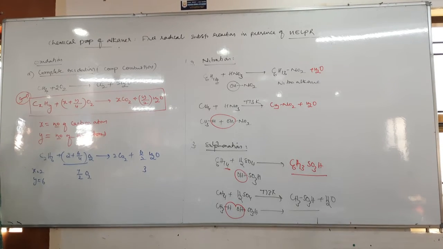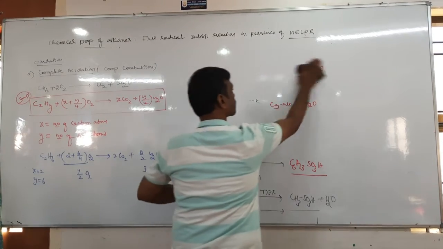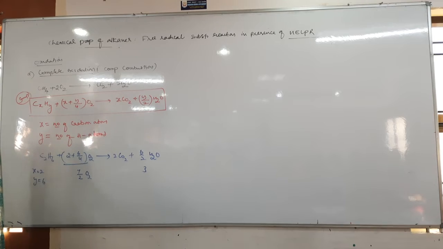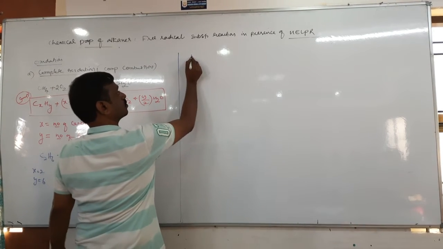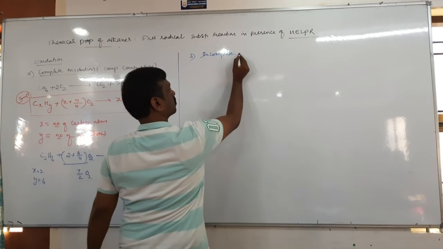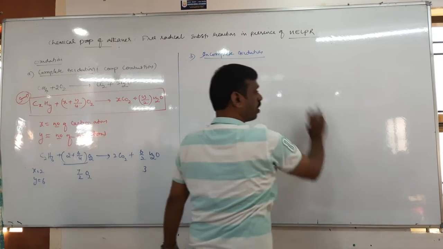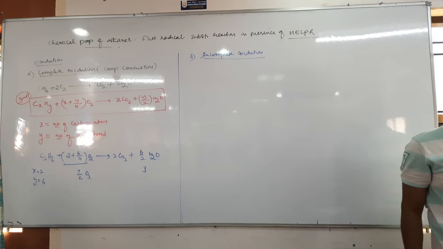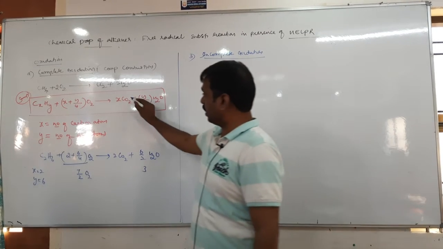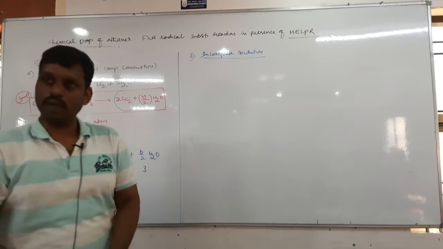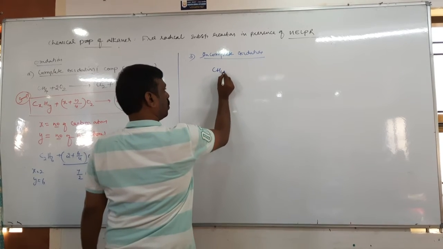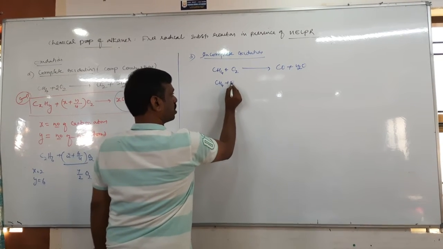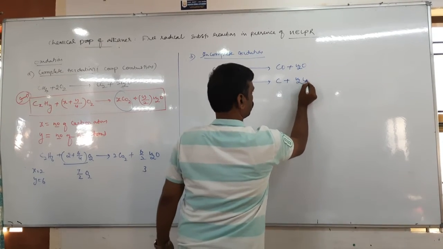Next is incomplete combustion or incomplete oxidation. Tell me, if hydrocarbon undergo incomplete oxidation, what is the product? Either it may be carbon monoxide or it may be carbon also. Yes or no? For example, methane undergoing incomplete combustion may form CO plus H2O. Or methane plus oxygen, incomplete oxidation, it may form C plus H2O. You should write the balanced equation, that's it.